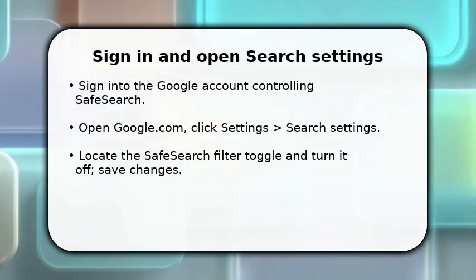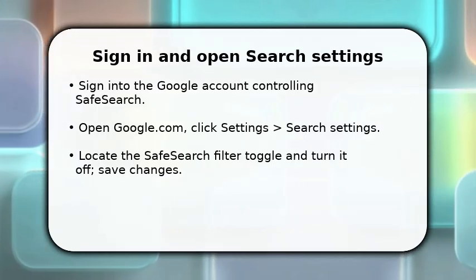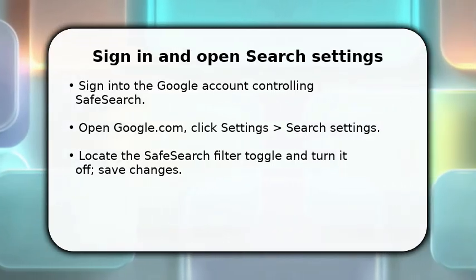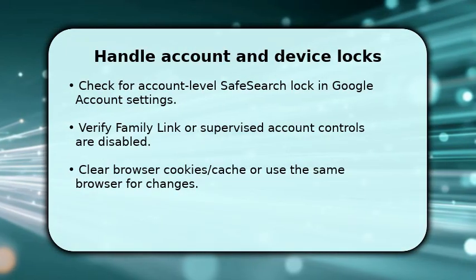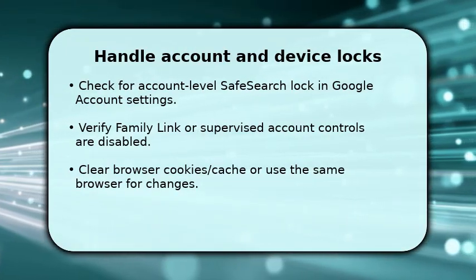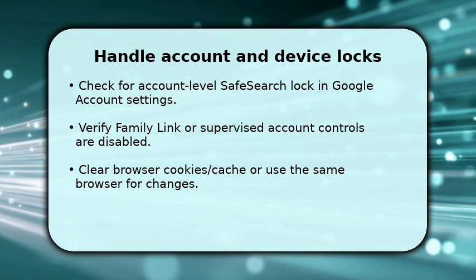Doing this at the account level ensures searches on that account won't be filtered. Make sure you don't have a different account signed in at the same time, or you'll change the wrong one. Once Safe Search is off in Search Settings, verify there isn't an account-level lock preventing the change.